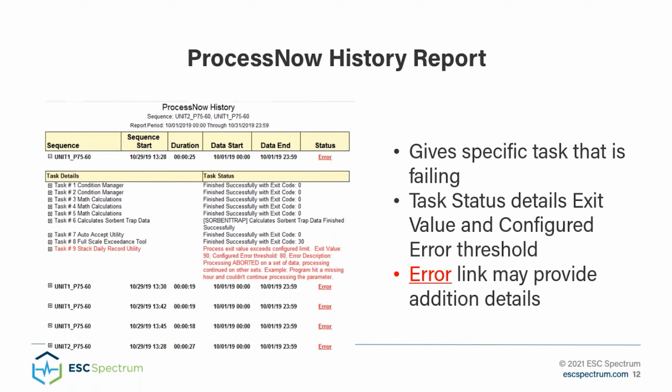And the next thing would be on your investigation. So take a big note on this. The red error status on this report is actually a link that you can click on for additional information. It'll give you additional information on why the sequence actually failed. We'll go over this in a few slides.